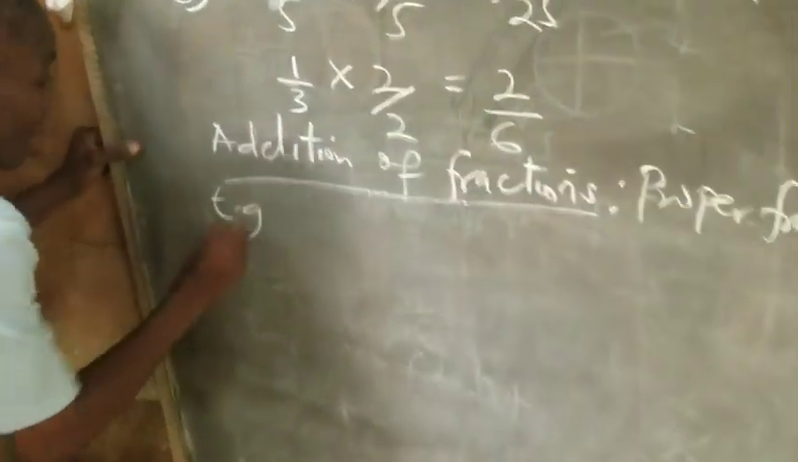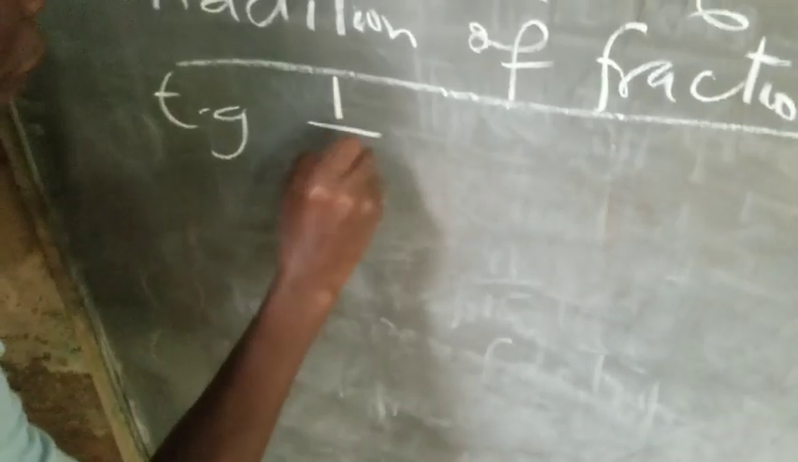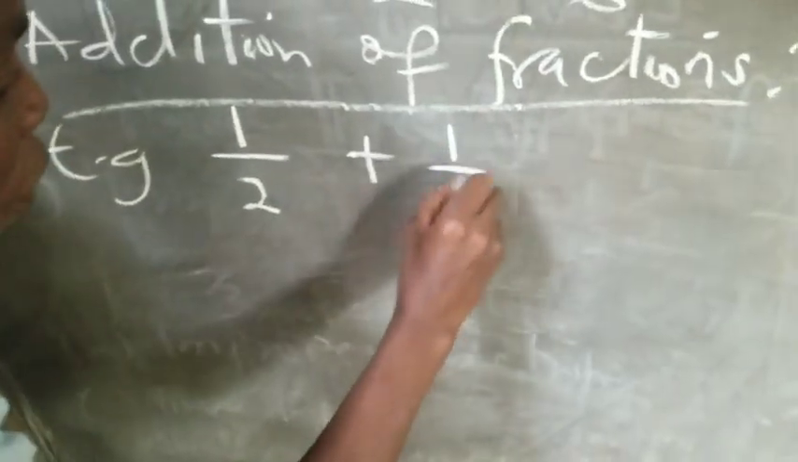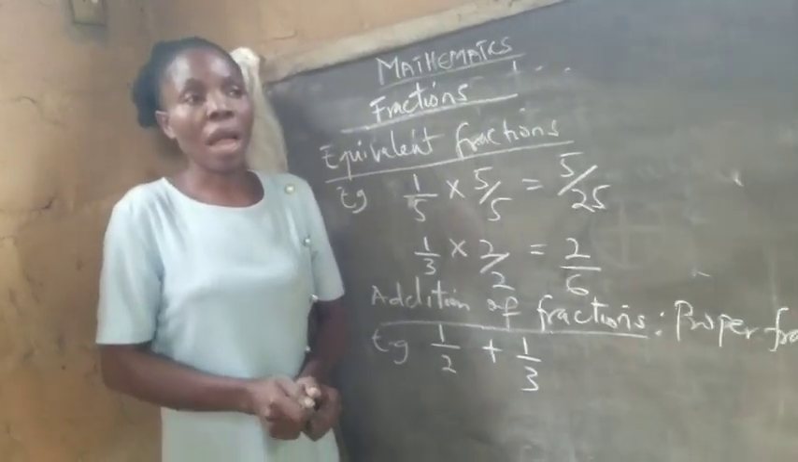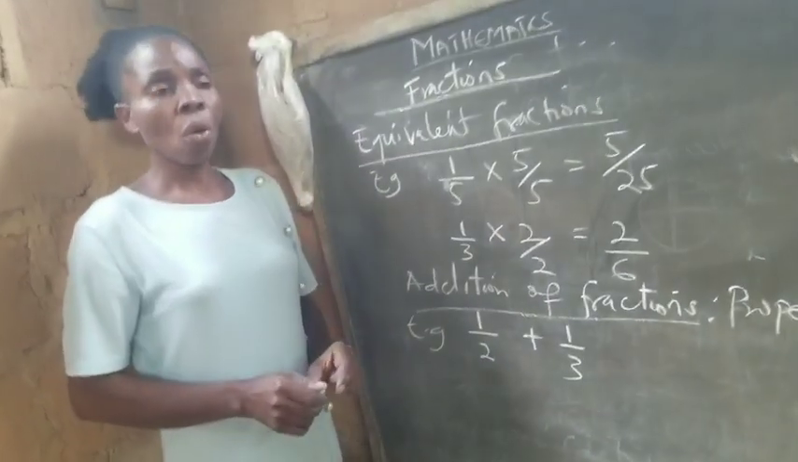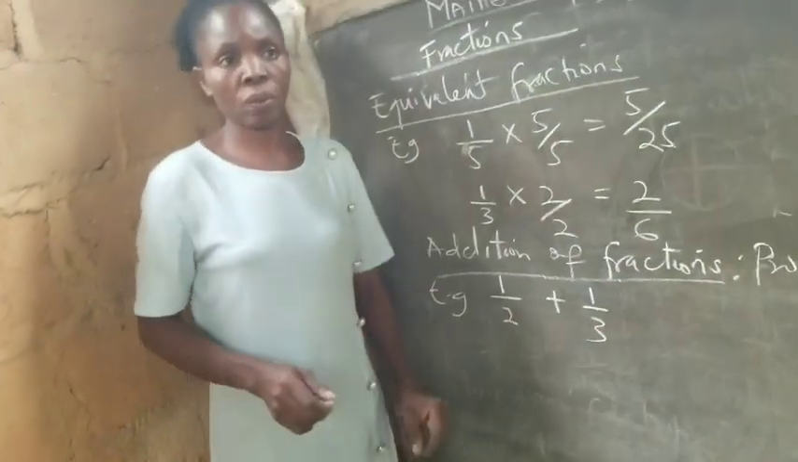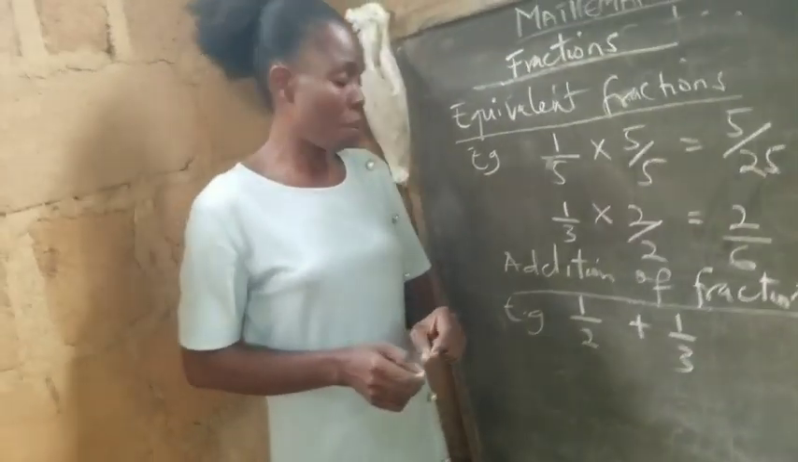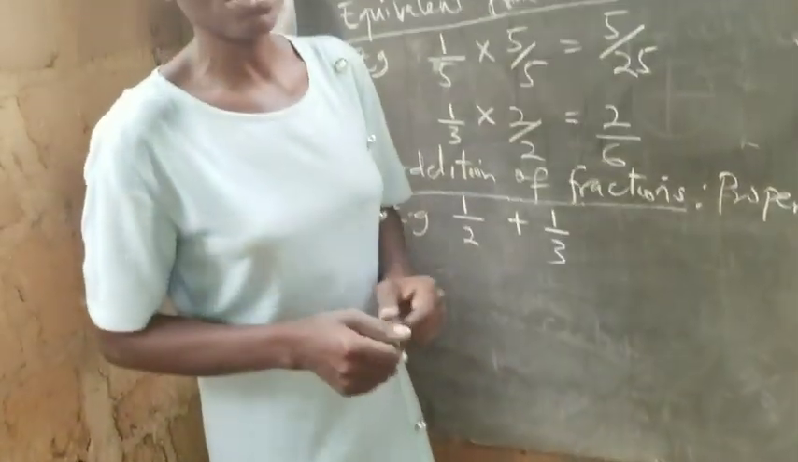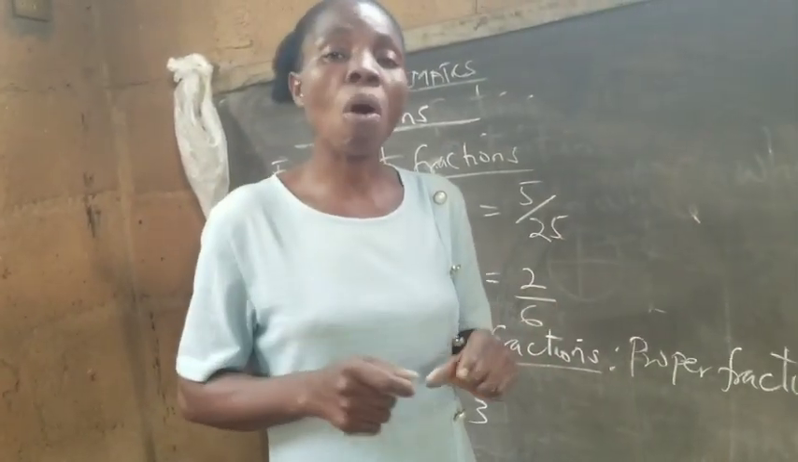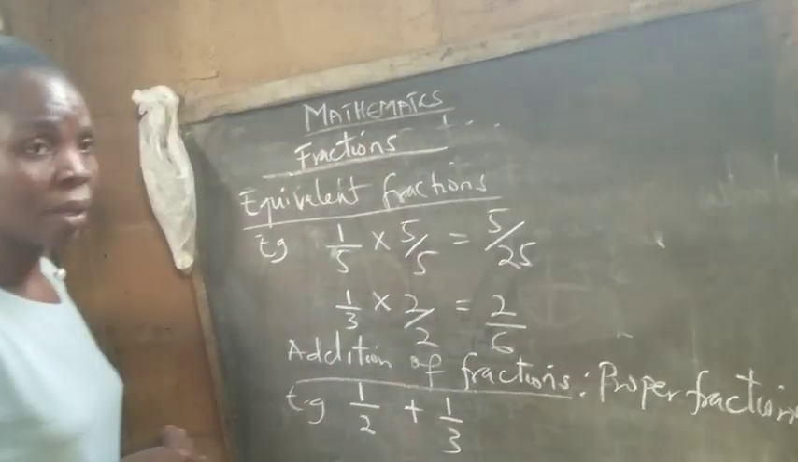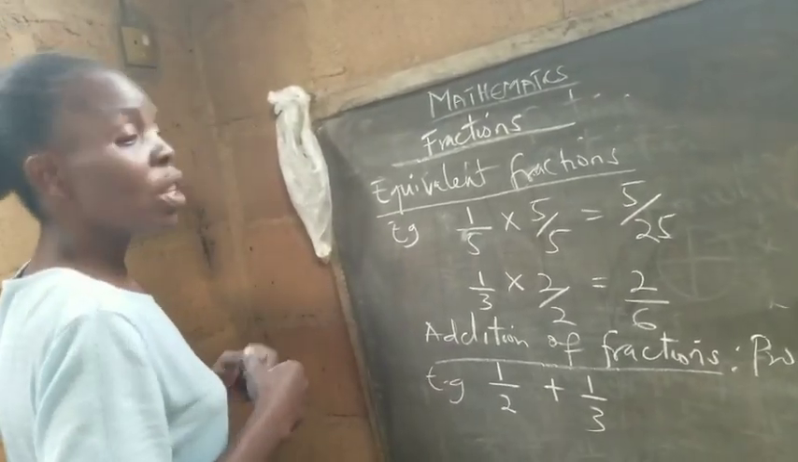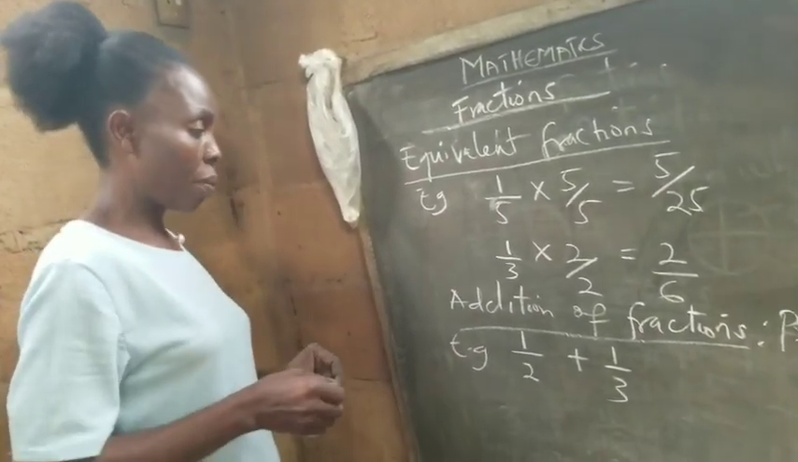Example, I have 1 over 2 plus 1 over 3. We want to add 1 over 2 and 1 over 3 together. What is it going to give? Before we add them together, we'll look at the denominators and find their LCM. LCM simply means the lowest common multiple of these two numbers. Whatever we have gotten is what we are going to use to solve this problem.